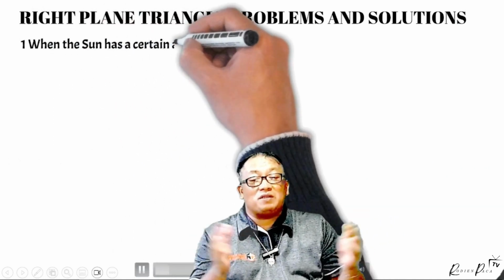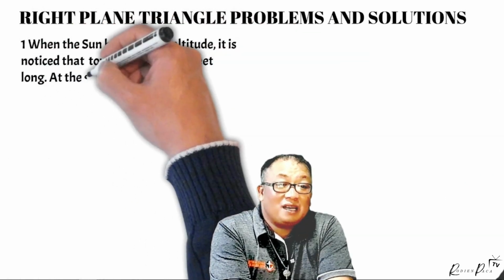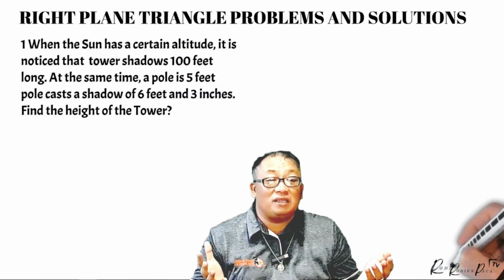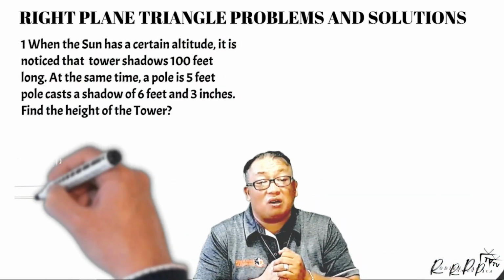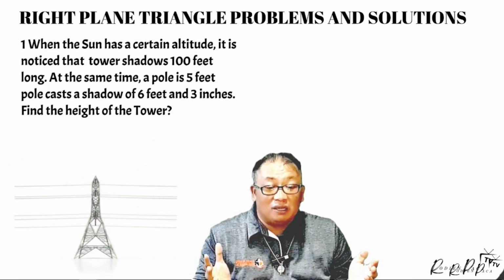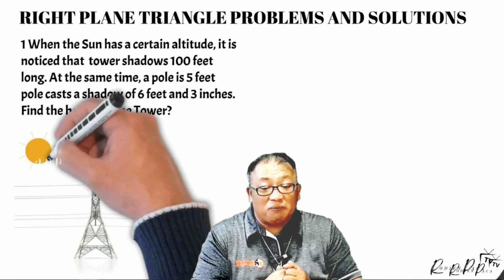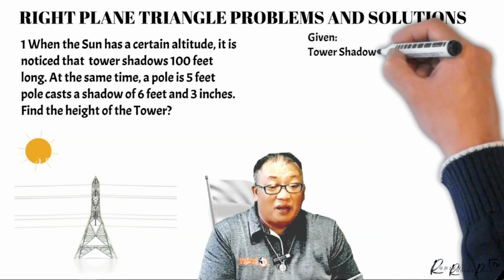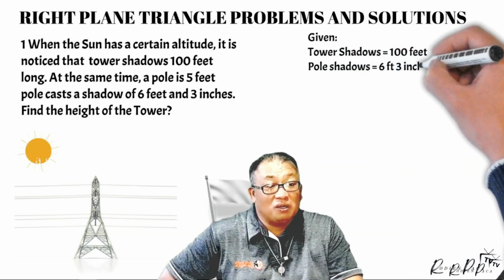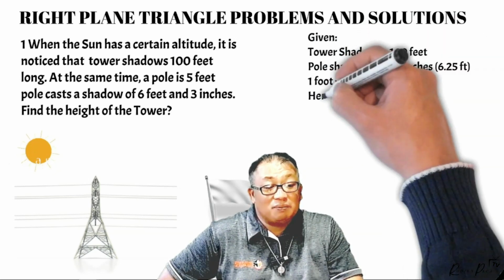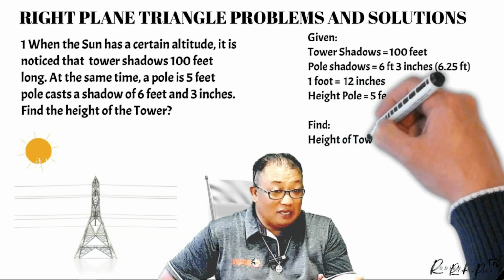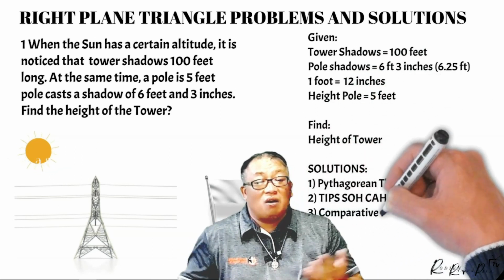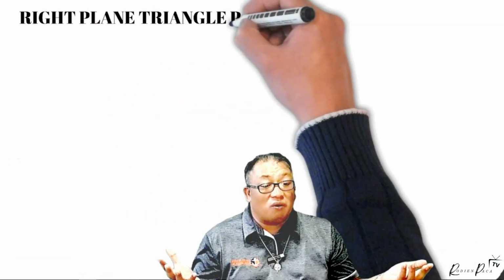Right triangle problems and solutions. A basic problem. When the sun has a certain altitude, it is noticed that the tower's shadow is 100 feet long. At the same time, a pole 5 feet tall casts a shadow of 6 feet and 3 inches. Find the height of the tower. So, the given is very simple. The given is the tower shadow of 100 feet, pole shadow of 6 feet and 3 inches. 1 foot is equivalent to 12 inches.